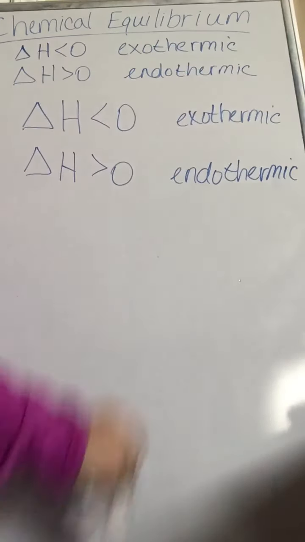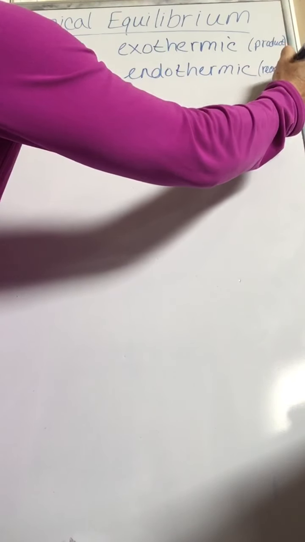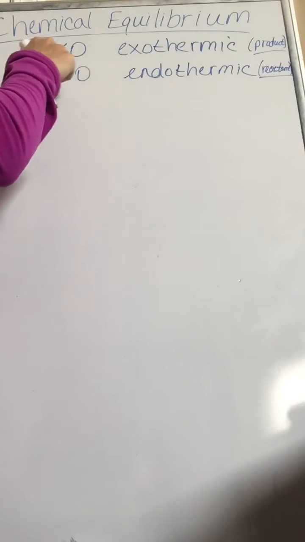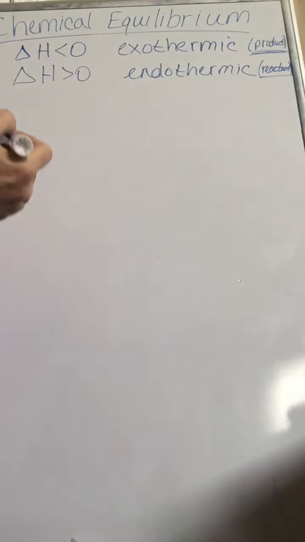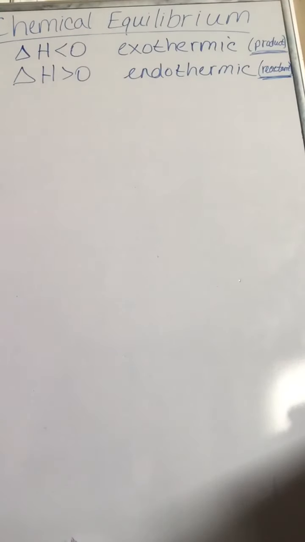So another way to say this, as far as applying it to this principle, when it's exothermic, that means energy is a product, if you're writing it in an equation. And if delta H is greater than 0, then energy is going to be a reactant. Okay, these are important to know. If delta H is a negative number, then the energy is going to be added to the product side of the reaction. If delta H is a positive number, then it's going to be added as a reactant, okay?